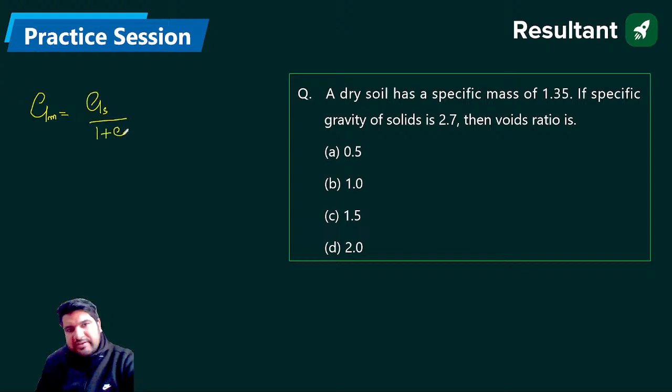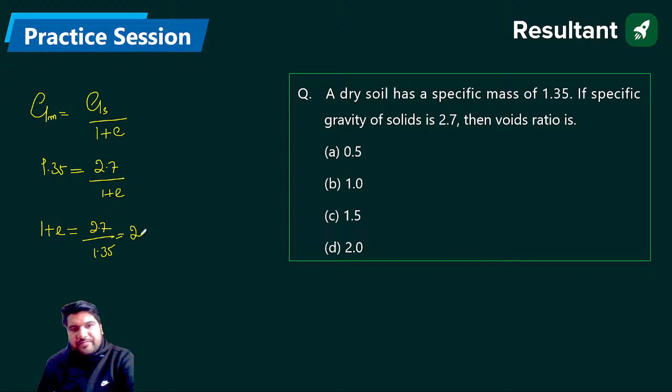Absolutely correct, sir. We have to calculate the void ratio. Gm is given as 1.35, which equals Gs, 2.7, upon 1 plus e. So 1 plus e will turn out to be 2.7 by 1.35, which is equal to 2, and your e value will be 2 minus 1, that is 1.